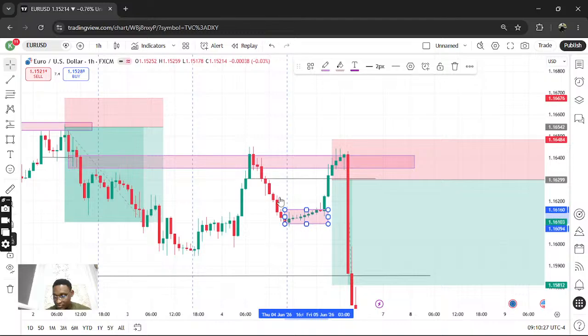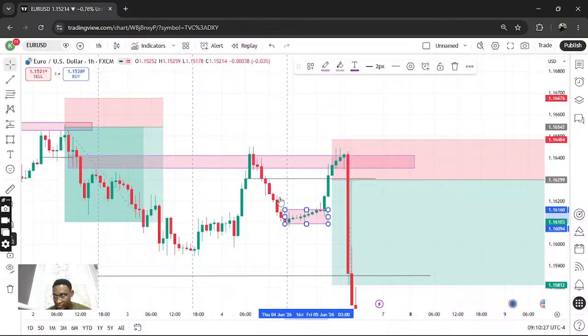This is the accumulation that happened on Friday. Okay, this is Asia session. All these things that you see here is the Asia session. Now, at 2 o'clock, look at the time. At the 2 o'clock London time, the manipulation happens.